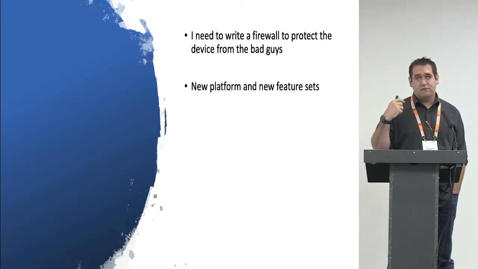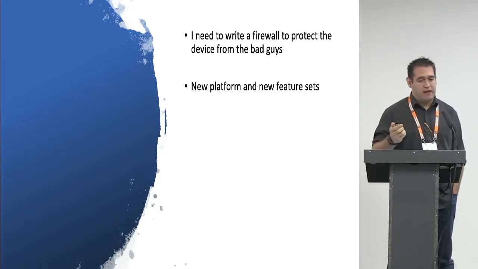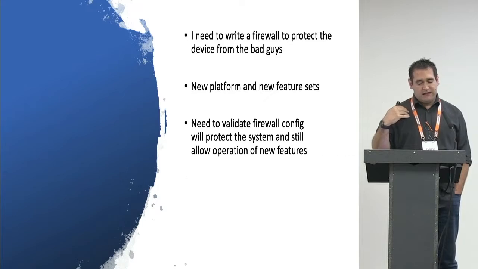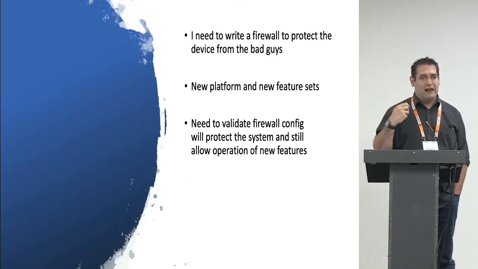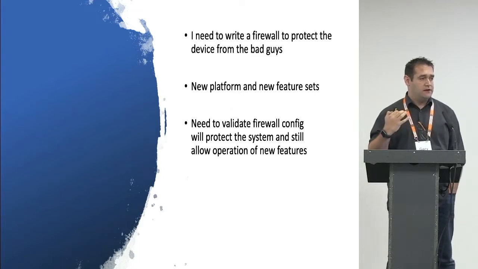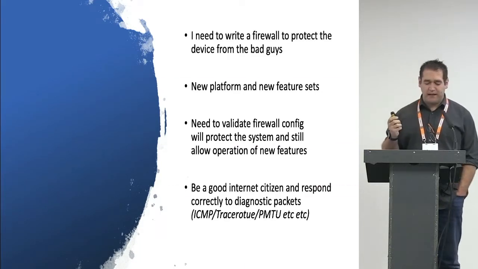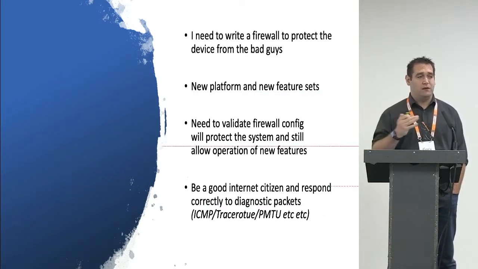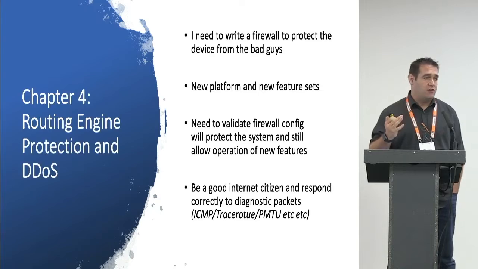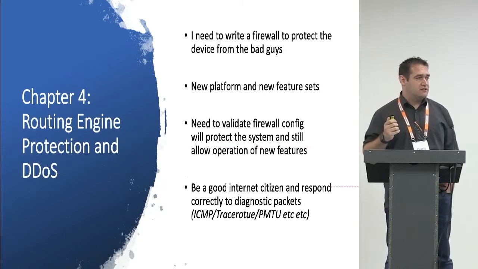It needs new features that we haven't used before. VXLAN's coming out, we're looking at using that and other things. I need to validate the config is going to protect the system, but also allow all the features to operate and the device to be a good internet citizen. So respond to diagnostic packets, ICMP traceroute, path MTU, because we all hate it when people block that because it makes things harder. Chapter 4, the routing engine protection and DDoS.